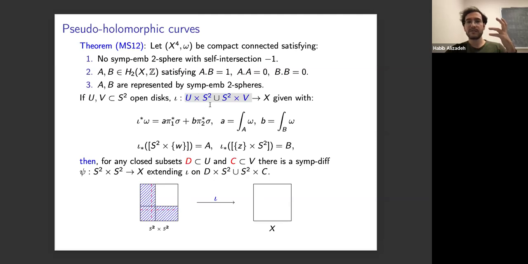and where the symplectic form on this S2 times S2 is this split symplectic form where the factors have area A and B, and A and B are the areas of these classes capital A and capital B. And let's also assume that this embedding pushes forward the class of the horizontal sphere to A and the class of the vertical sphere to B. Then the theorem says that you can extend this to a symplectomorphism of S2 times S2 and X.